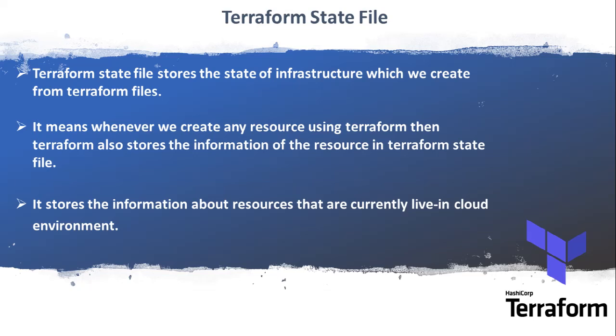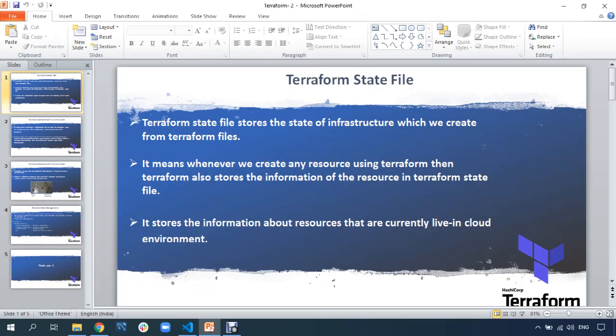If you create a resource group, then whatever the information is available related to the resource group, the name of the resource group and the location of the resource group, each and every information of that resource will be stored in this state file in the JSON format. It uses the JSON language to store the information of your state file. So it means whenever we create any resources using Terraform, then the Terraform also stores the information of the resources in the Terraform state files. Okay, so it stores the information about the resources that are currently live in the cloud environment. So what do I mean to say with this statement?